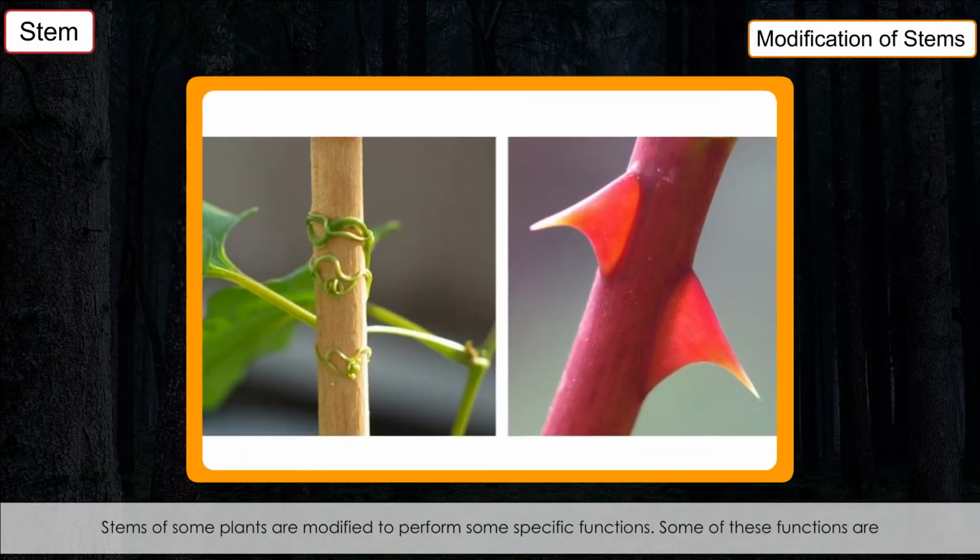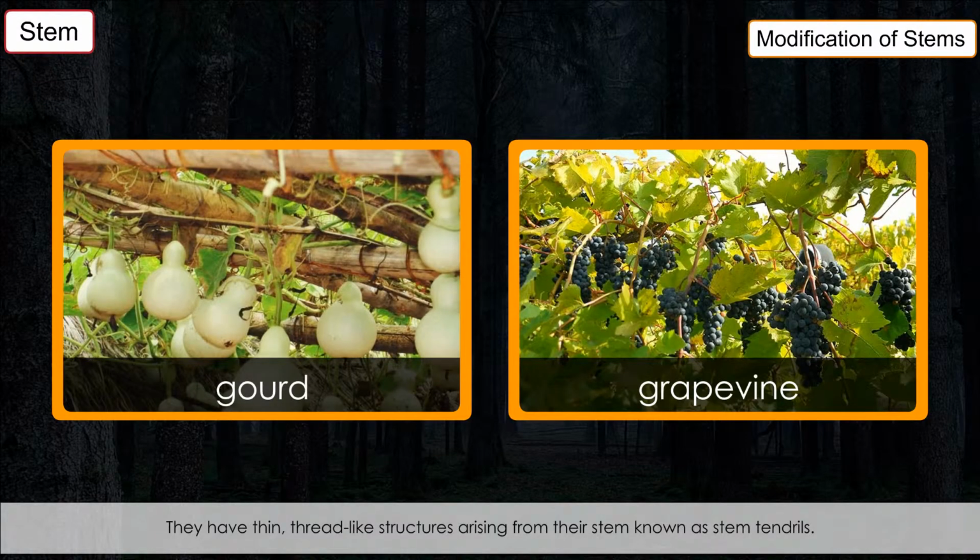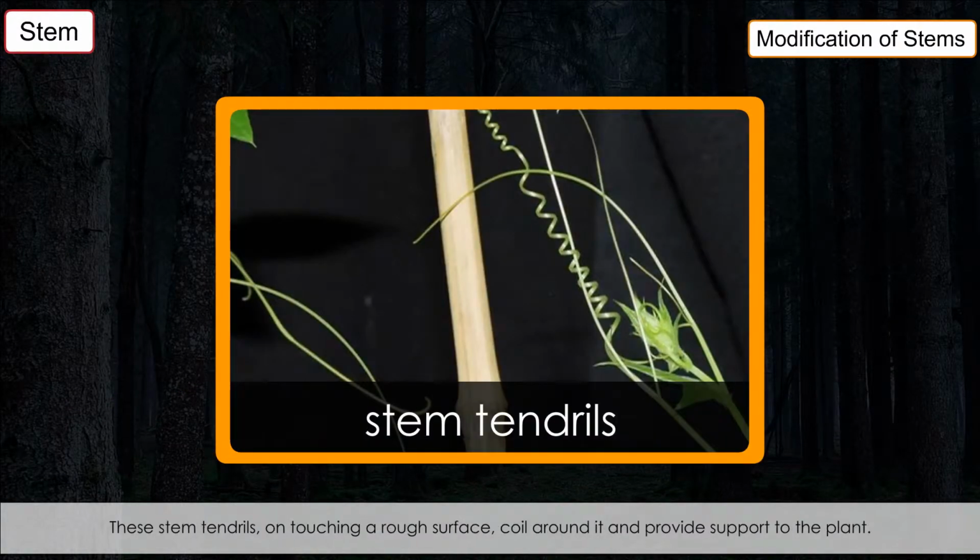Modification of stems. Stems of some plants are modified to perform some specific functions. Some of these functions are: give support to the plant. Some plants like gourd, grapevine, etc. have weak stems. They have thin, thread-like structures arising from their stem known as stem tendrils. These stem tendrils, on touching a rough surface, coil around it and provide support to the plant.